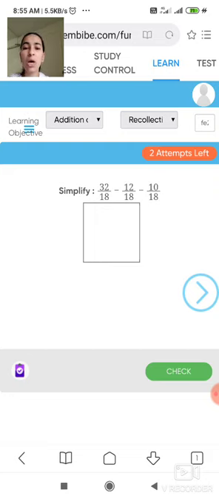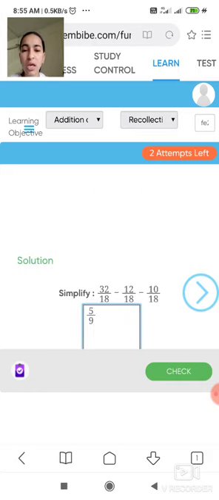So 32 minus 12, whatever the answer, that is, yes, 32 minus 12. What will be the answer? 20 will be there or 10 will be there? 20. Yes, so 20 minus 10, 10 upon 18. Yes, and 10 upon 18 can be written as 5 upon 9 because 10 is in the table of 2. 2 5s are 10 and 2 9s are 18. So the final answer will be 5 upon 9.